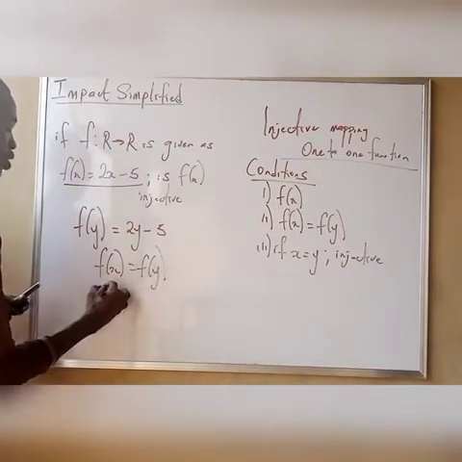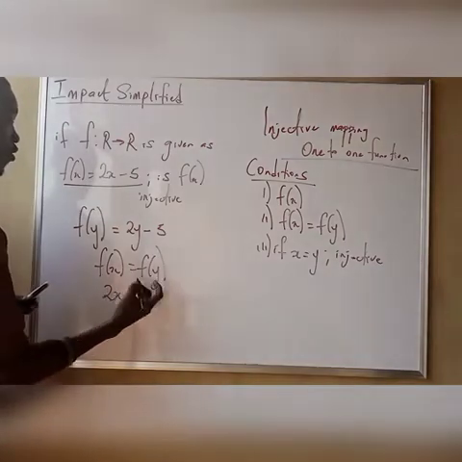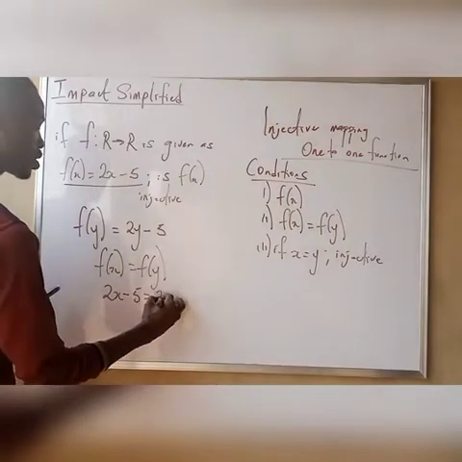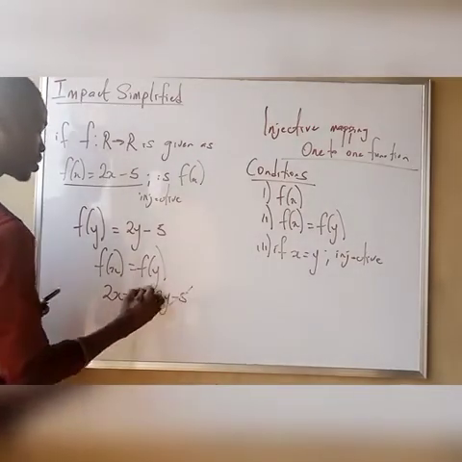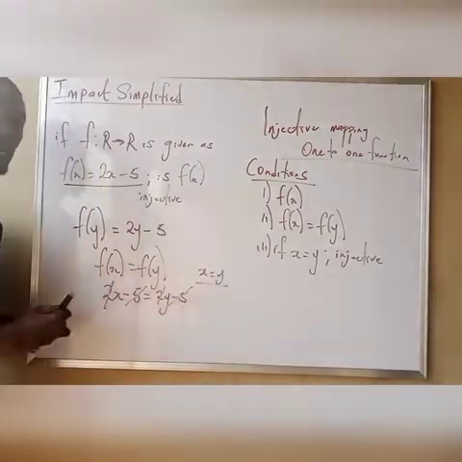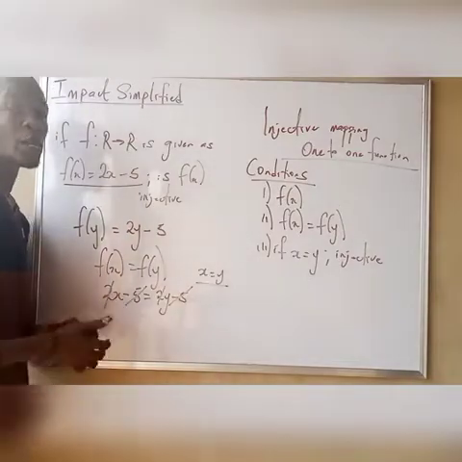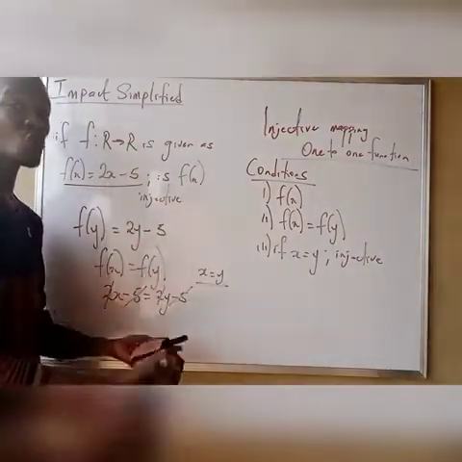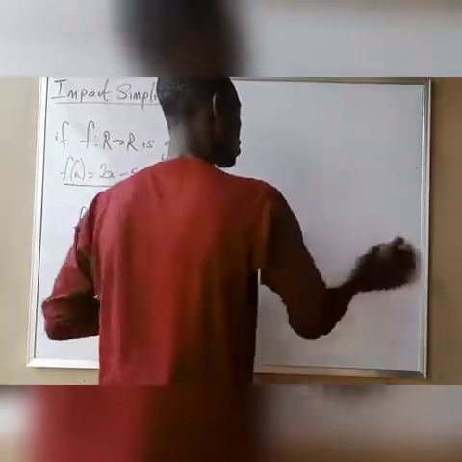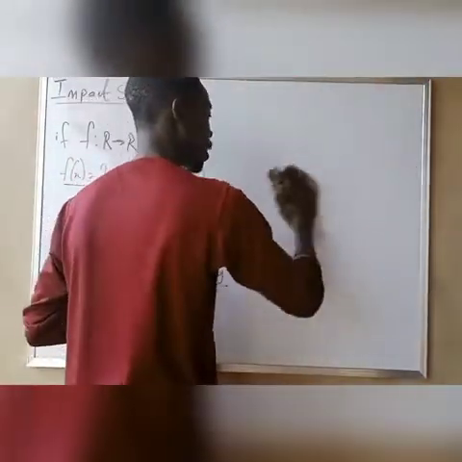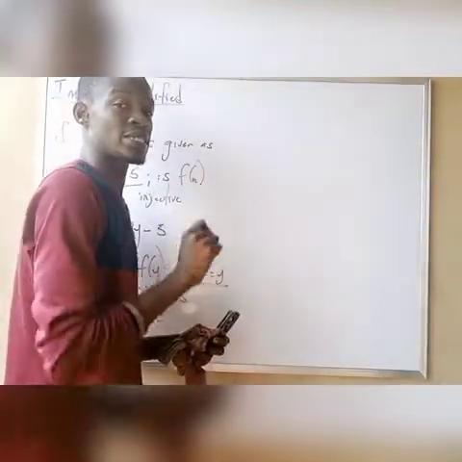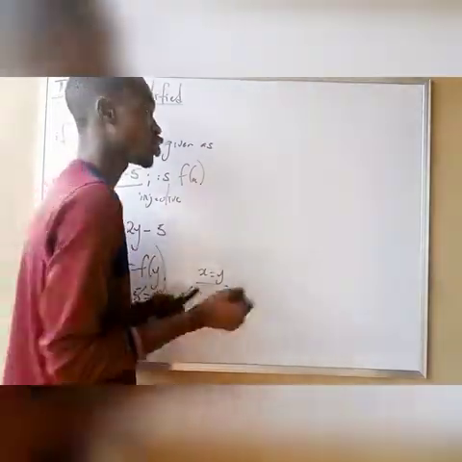So if you are equating your f of x to f of y, what do we have? 2x minus 5 is equals to 2y minus 5. And from this we cancel this, 2 we cancel 2. So what do we have? We have x is equals to y. And since our x is equals to y, that makes the function to be what? Injective. You can see that it's simple. So just know the condition, change your f of x to f of y, and after the whole thing, if you can show that your x is equals to y, that makes the function to be injective.